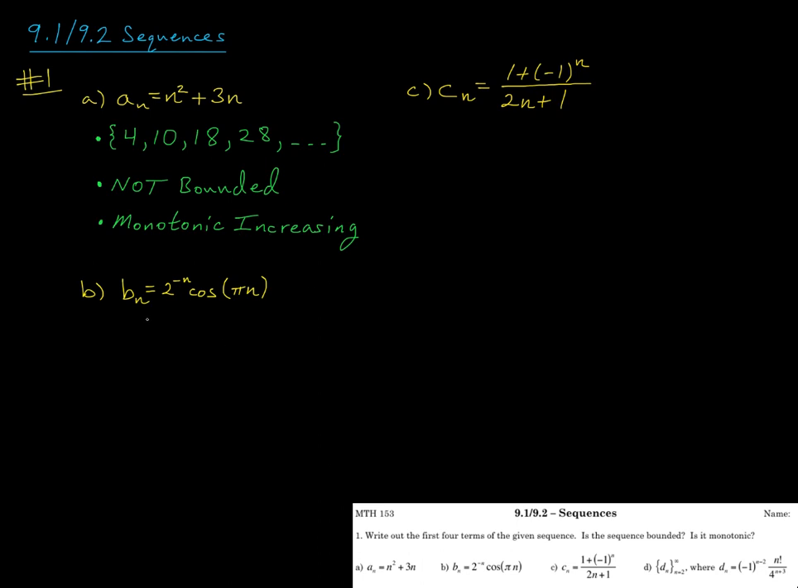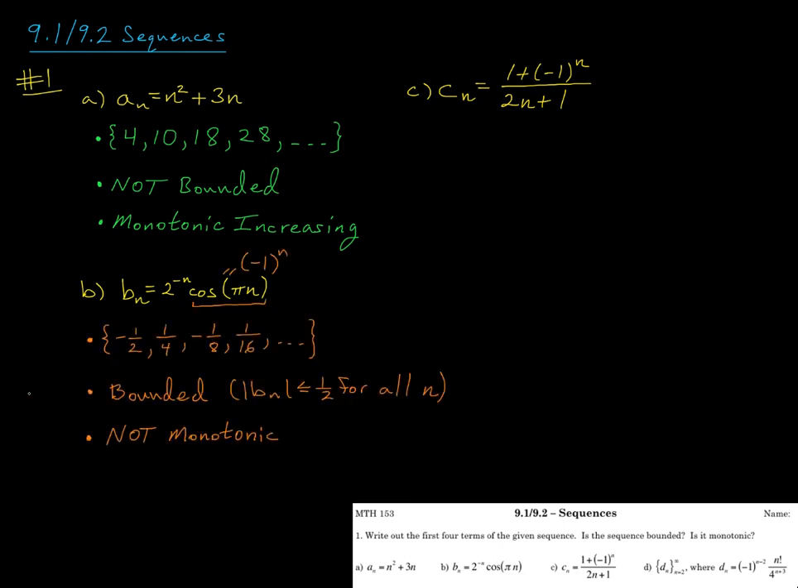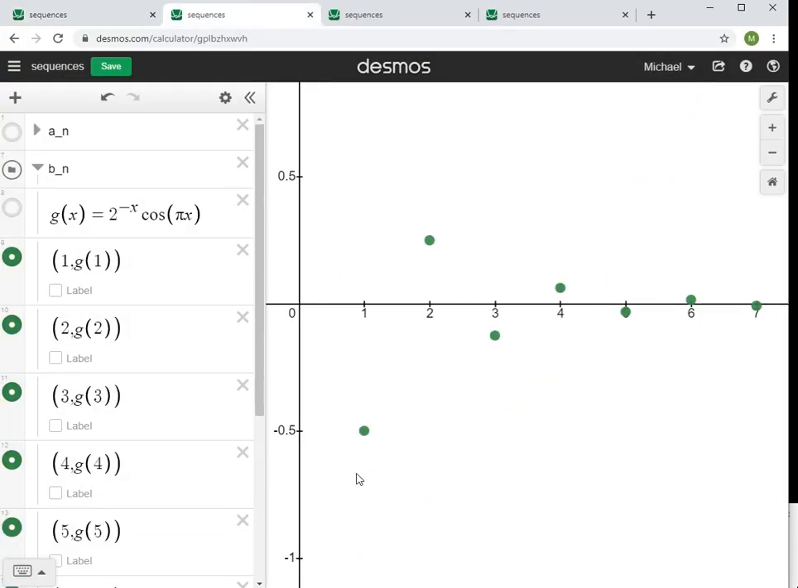For part B, we got b sub n is 2 to the negative n times the cosine of pi n. So here are our answers for this problem. As we noted in the first video, cosine of pi n is really just acting as a sign alternator. It's the same thing as -1 to the n power. And so for the first 4 terms, I have -1/2, +1/4, -1/8, +1/16.